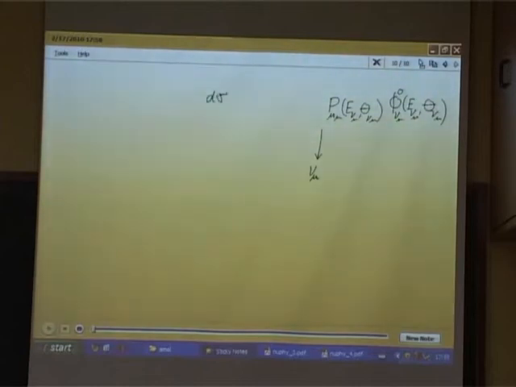So this is E2 d sigma by dE mu d cos theta mu. Okay. Now this E mu is the energy of the muon coming out. Okay. And this cos theta mu is the angle of the muon coming out. In general, it may be different.